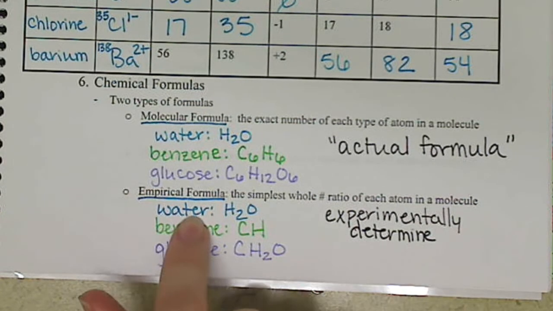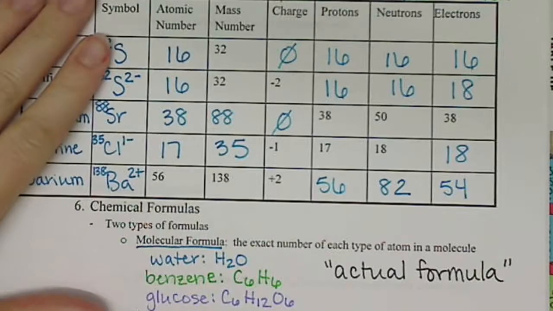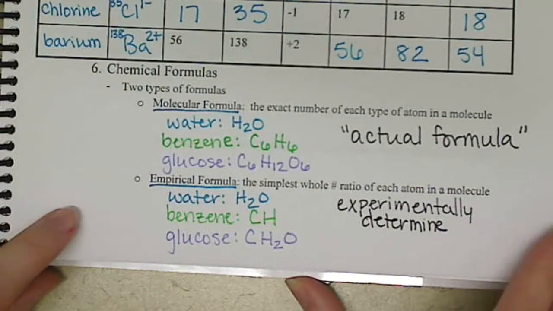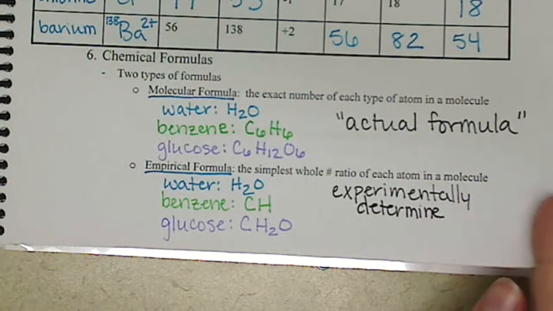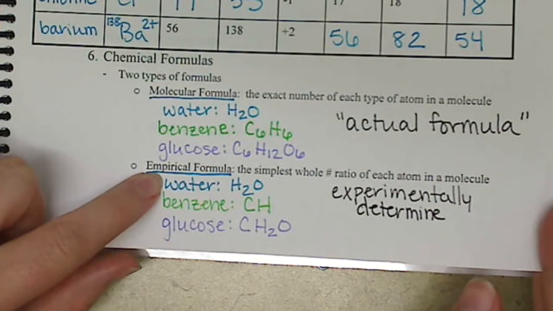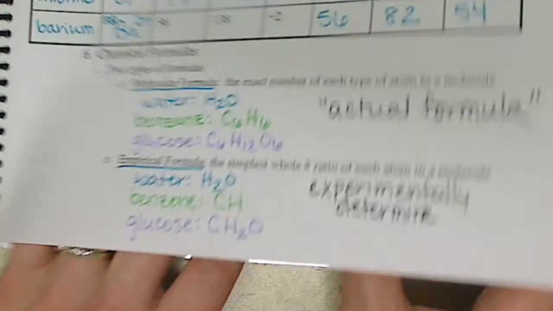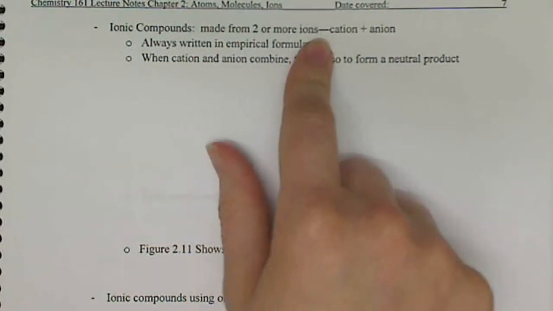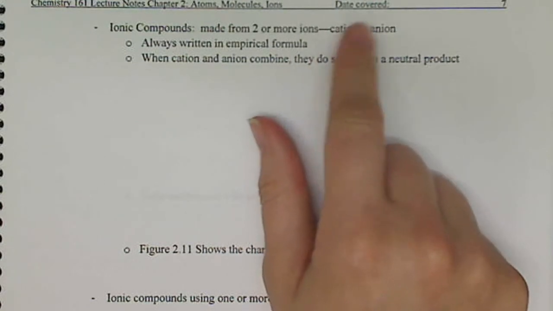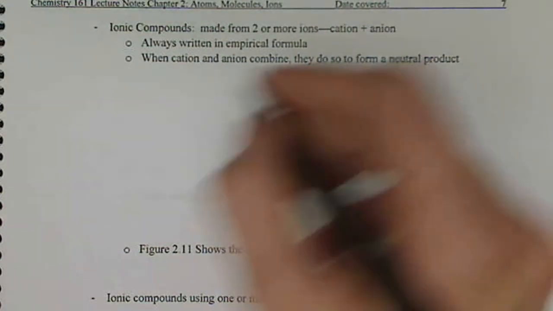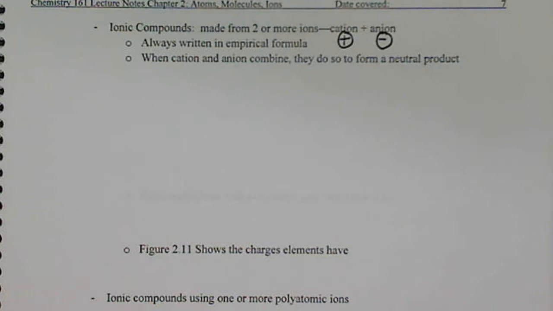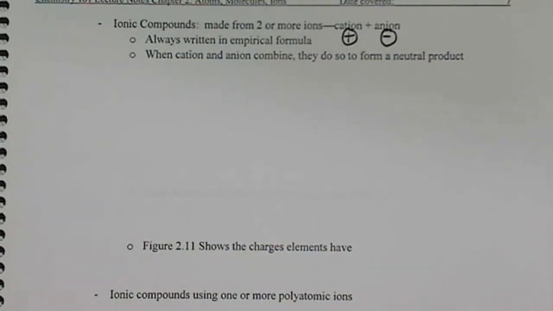So we've learned now our two different types of formulas. We've already learned about ions, so now let's put our ions together to try and draw out formulas. Okay, for ionic compounds, compounds made from ions, we're always going to write it in terms of its empirical formula, so its lowest ratio of atoms. So ionic compounds are made from two or more ions, and it's always going to be a cation plus an anion. Okay, so we're taking something that forms a positive ion with a negative ion. Opposites attract, so that shouldn't surprise us too much.